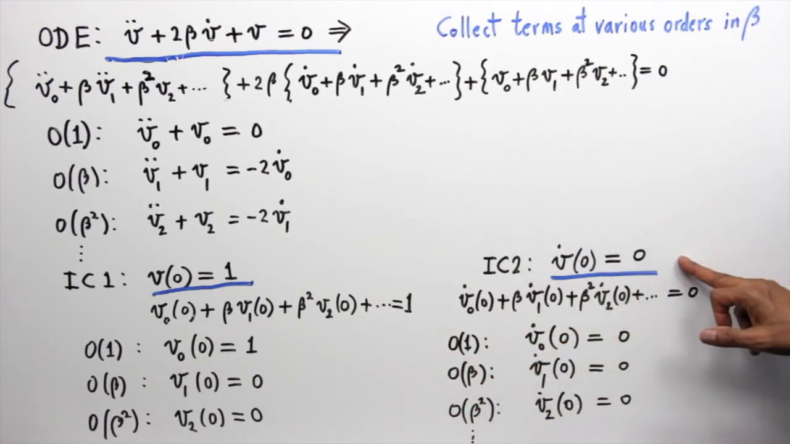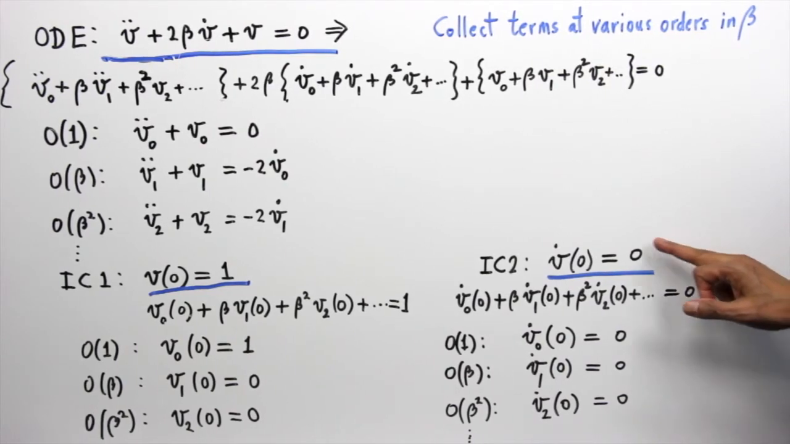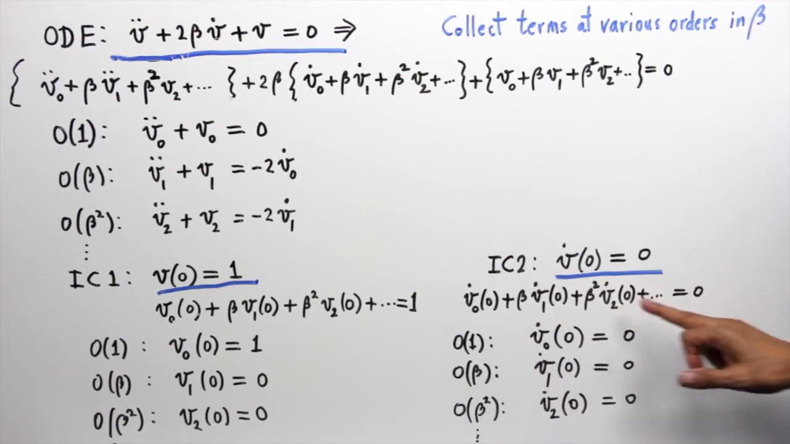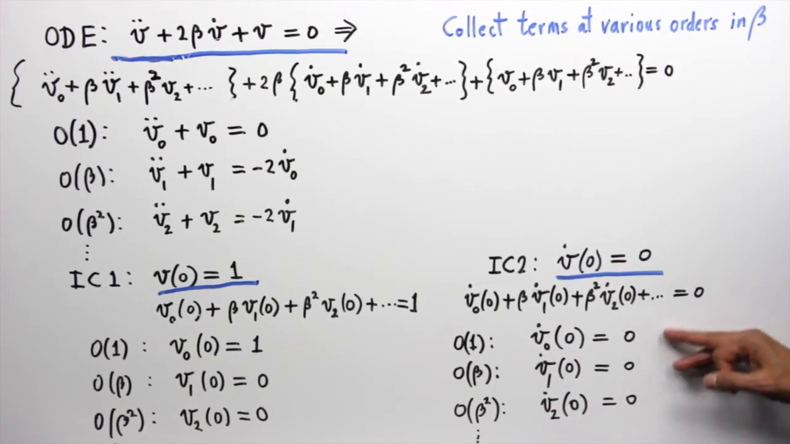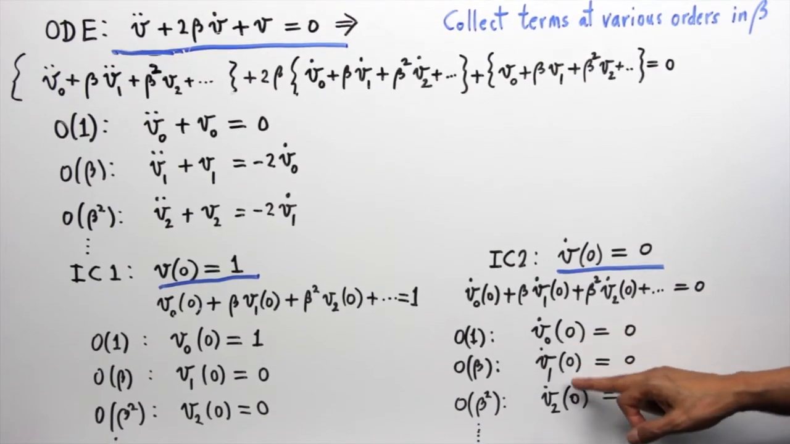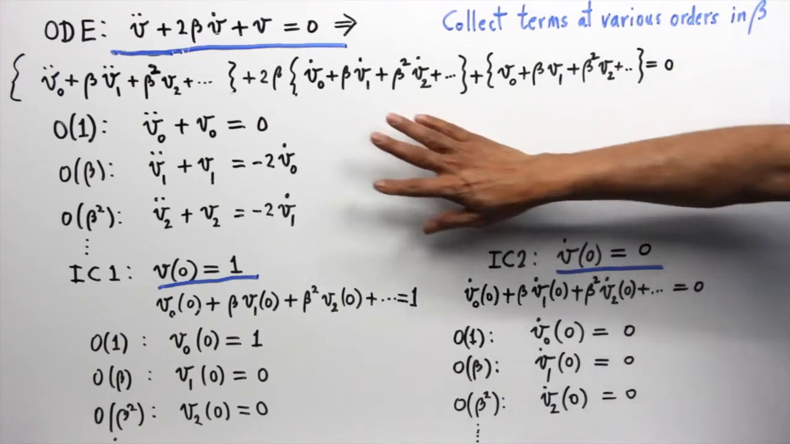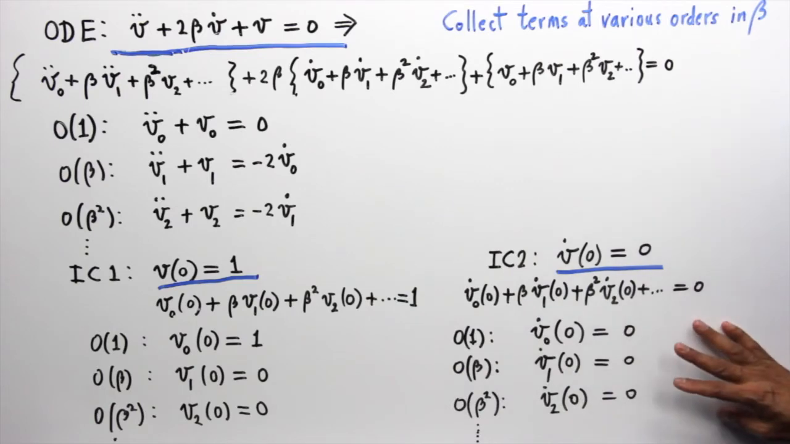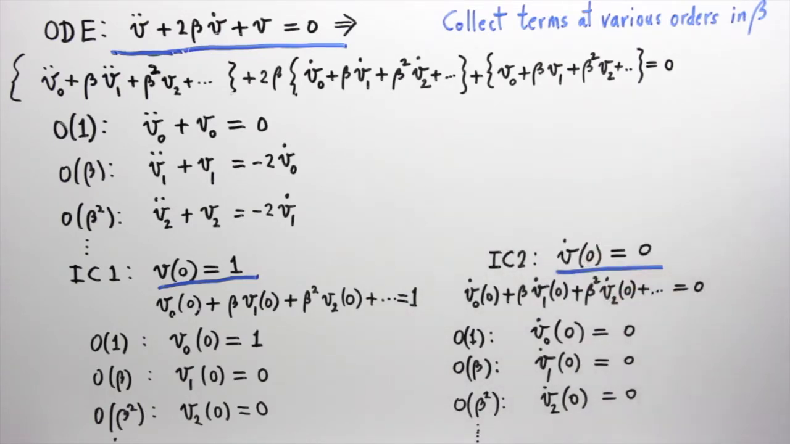And likewise, we have a straightforward calculation for the second initial condition. The time derivative of v0 at 0 is equal to 0. And that's the expansion. And so at various orders, we get these very simple equations that the derivatives of all these functions at 0 are all 0. All right, so this defines the system of differential equations and the particular initial conditions they have to satisfy. And then the next step is to solve these.